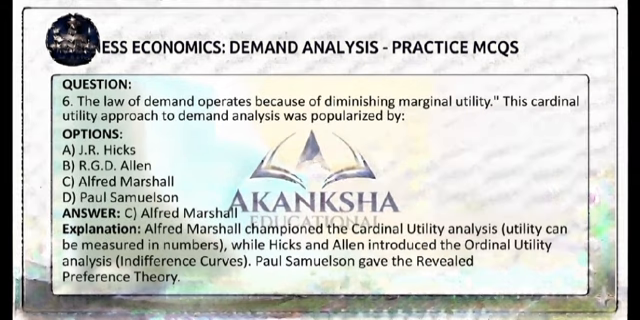Question 6. Who popularized the cardinal utility approach, which suggests that the law of demand operates because of diminishing marginal utility? That would be Alfred Marshall. Marshall championed the idea that utility can be measured in numbers. In contrast, Hicks and Allen introduced the ordinal approach, and Paul Samuelson later developed the revealed preference theory.